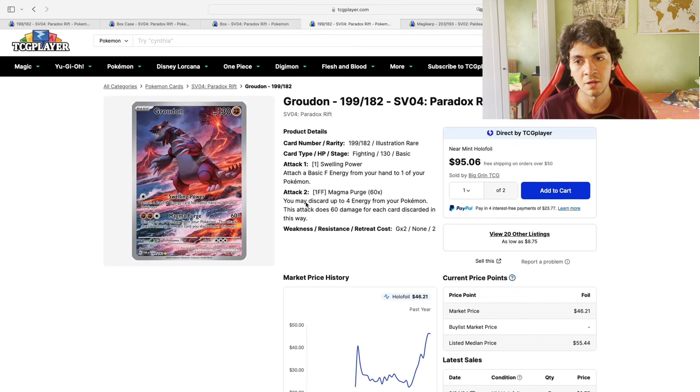So let me know your thoughts on the Groudon. Do you see it going higher? Do you see it being the Magikarp of Paradox Rift? And what do you think could be the next best thing, the next card to focus on?